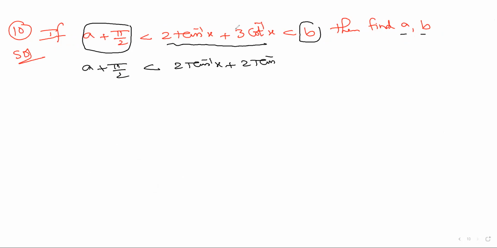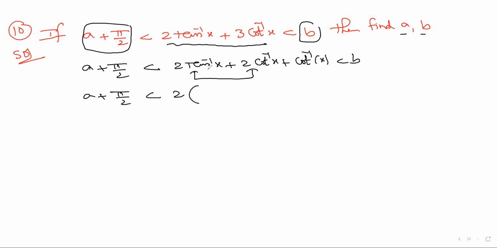2 tan inverse x plus 2 cot inverse x plus cot inverse x, less than b. Here I take 2 common. A plus pi by 2 less than 2 times tan inverse x plus cot inverse x. We have the formula: pi by 2, where x belongs to R, plus cot inverse x less than b. Here 2 gets cancelled. What is our target? The values of a and b.